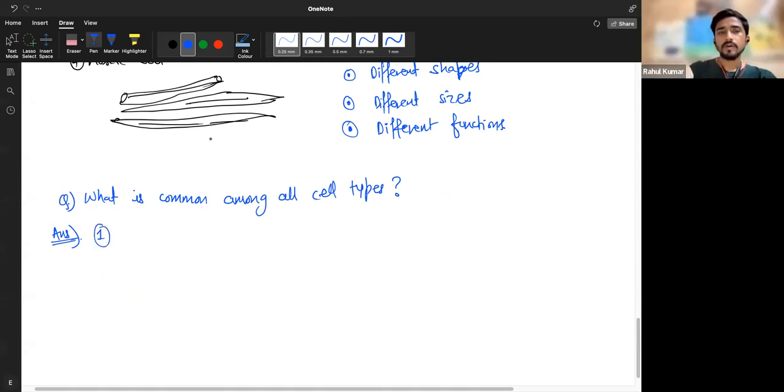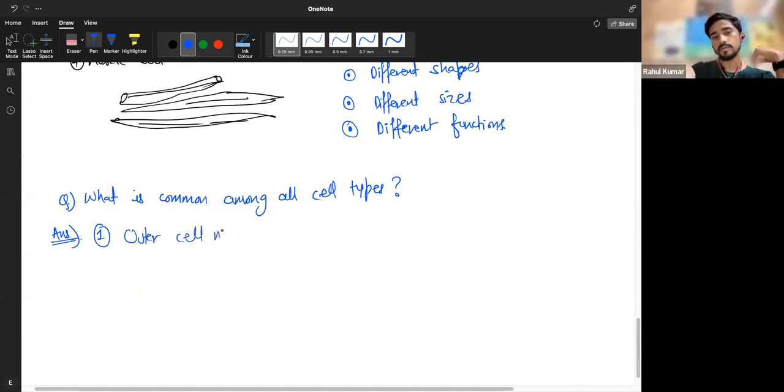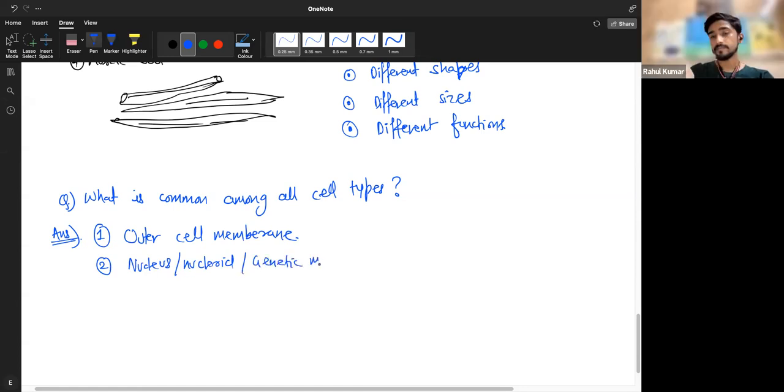Just think. All these cells have a cell membrane, right? An outer cell membrane. Without this, no cell will be there. Then, all the cells will have a nucleus or nucleoid or genetic material. Red blood cells, when they were forming, they have a nucleus.